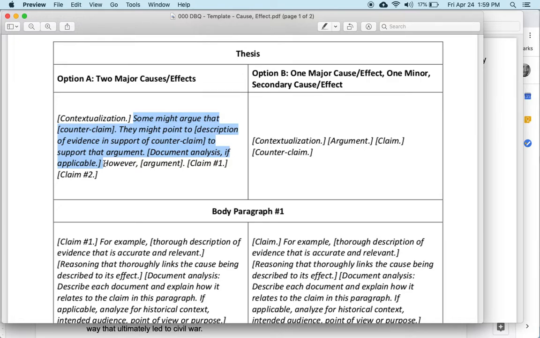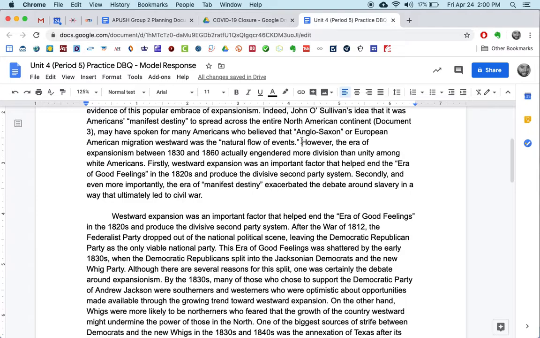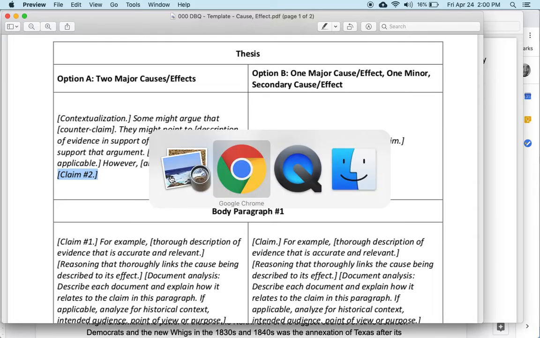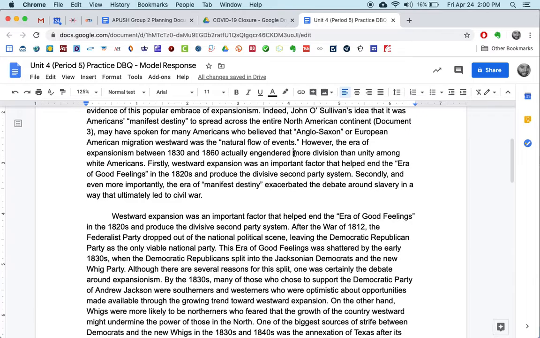Now, finally, I'm going to get to my own argument, which is that all of that be damned, the truth of the matter is that territorial expansion and the idea of manifest destiny actually caused division among Americans. And here's where I do that. However, the era of expansionism between 1830 and 1860 actually engendered more division than unity among white Americans. That, in other words, is my argument. My grand argument. It was this, not that. And now I have to have, I would propose at least two claims, meaning two broad categories of analysis that support that argument, that there was more division than unity among white Americans.